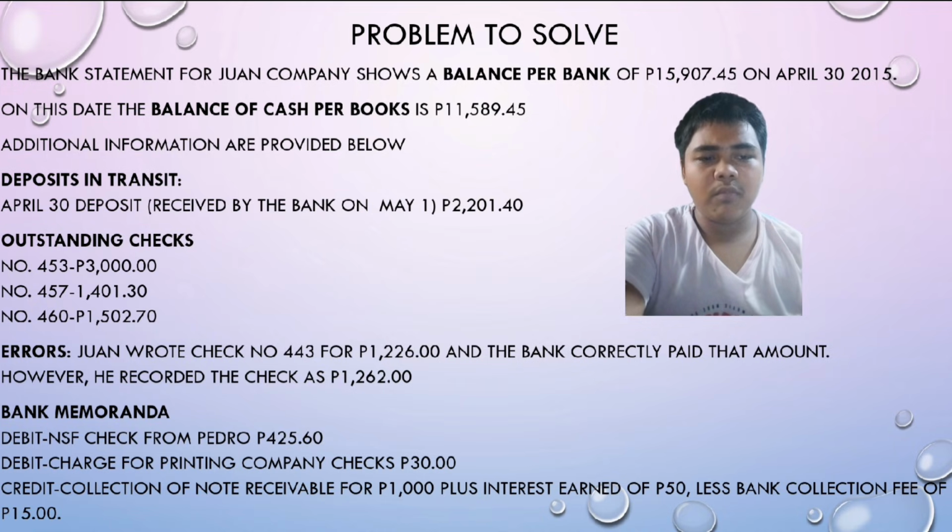Now, here are the bank memoranda. First, the debit: NSF check from Pedro, which is 425 pesos and 60 cents. And next is debit charge for printing company checks, which is 30 pesos. And last, the credit: collection of note receivable for 1,000 plus interest earned of 50 pesos, less bank collection fee of 15 pesos.